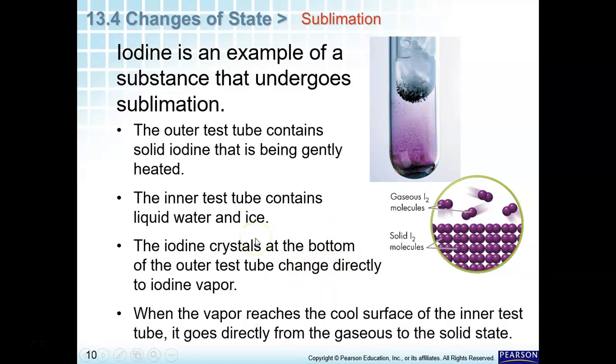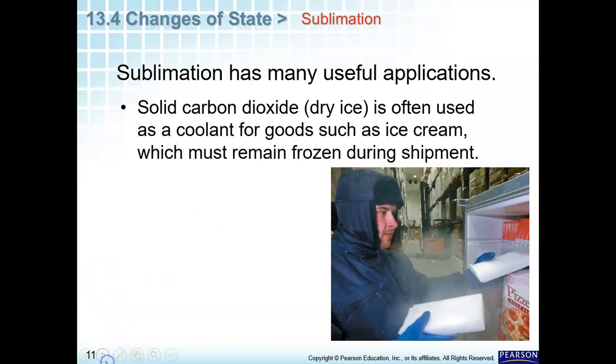So when the vapor reaches the cool surface on the inner test tube, it's going to go directly from the gas to the solid state again. So that's why it's a gas here, but as it cools back down near this test tube that has the ice, you see the solid iodine forming on the bottom of the test tube as it cools back down. So we kind of have a little contained system in here.